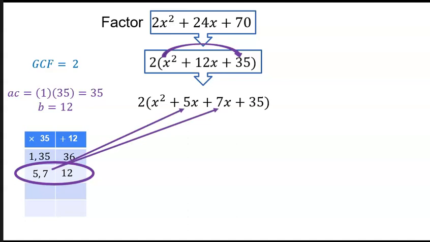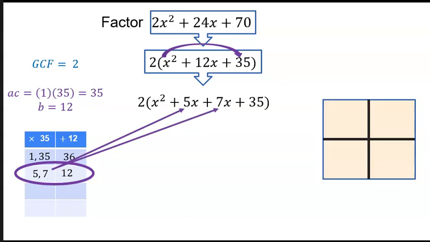Since this video is demonstrating how to use the box method to factor, let's go ahead and set up our box. Once all four values are in the box, I need to find the greatest common factor of each row and column. The greatest common factor between x squared and 7x is x. The greatest common factor between 5x and 35 is 5. The greatest common factor between x squared and 5x is x. And the greatest common factor between 7x and 35 is 7.